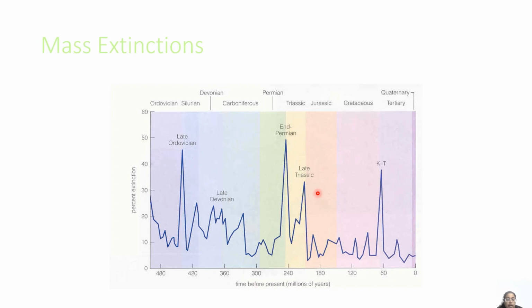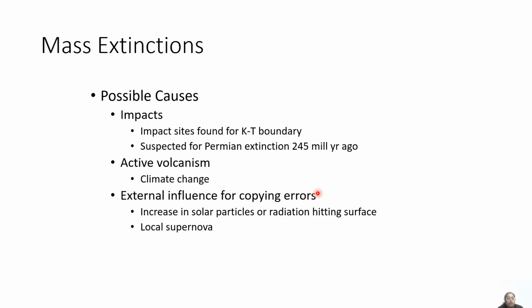This is the graph showing mass extinctions. We have time before present, in millions of years, on the x-axis, and the y-axis contains percent extinction. Now, what are the possible causes of mass extinctions? Impacts. Impact sites are found for the KT boundary, and suspected for the Permian extinction. Also active volcanism, climate change, external influence, an increase in solar particles or radiation hitting the surface, and a local supernova.